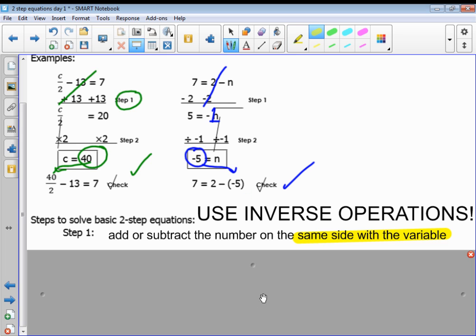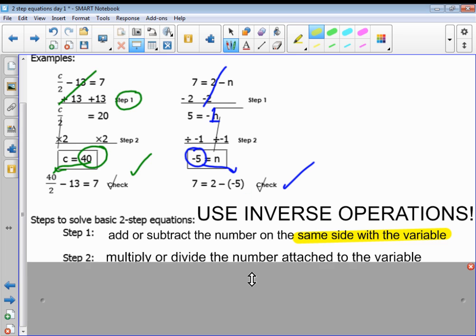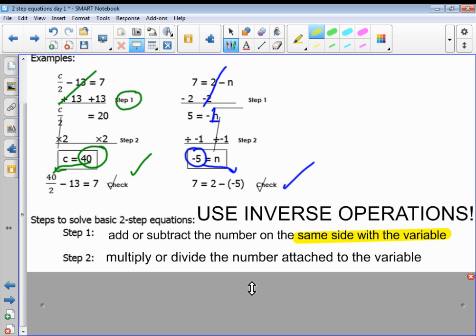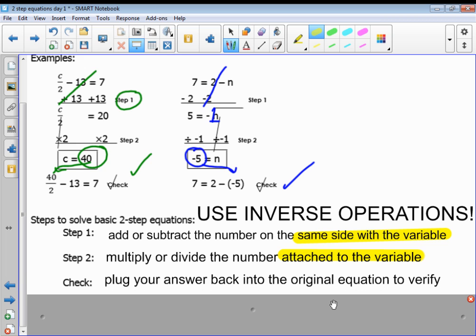Again, if you need to pause, please do at any time. Step 2, you are multiplying or dividing the number that is attached to the variable. We're still using our inverse operations, but now we are multiplying or dividing. For the check, you plug your answer back into the original equation to verify that it worked.